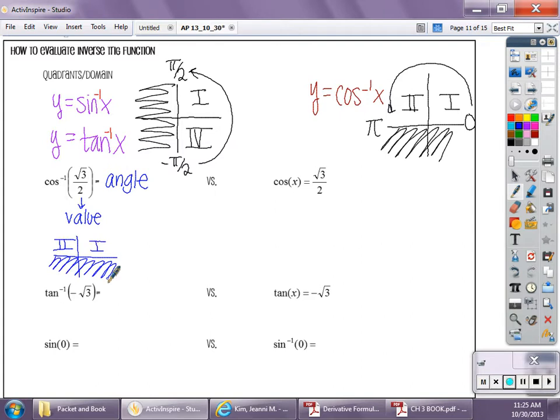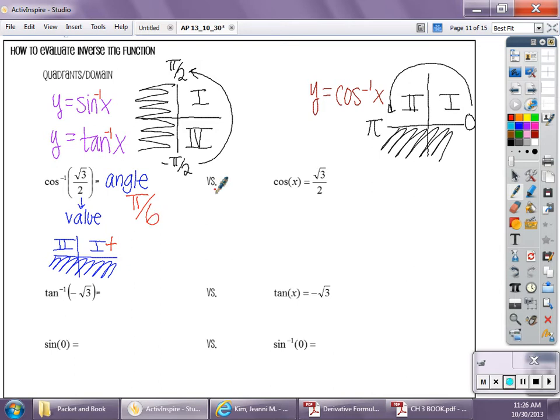So if it's positive root 3 over 2, what quadrant are we in? The first quadrant. So that's our positive cosine quadrant. Nice and easy then. What's the answer to the question? The angle in that quadrant would be pi over 6. Easy. Okay. I wanted you to see why that's important.